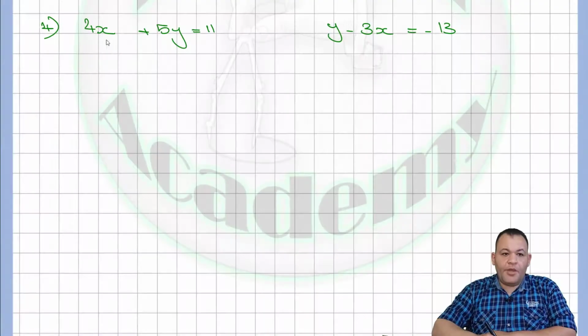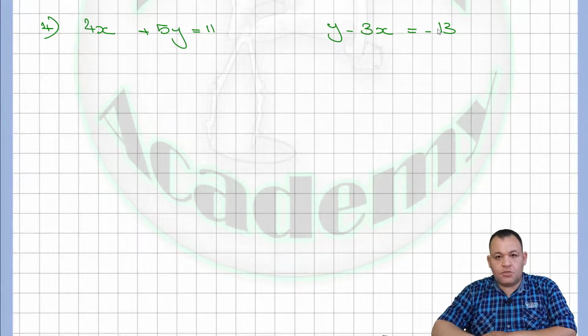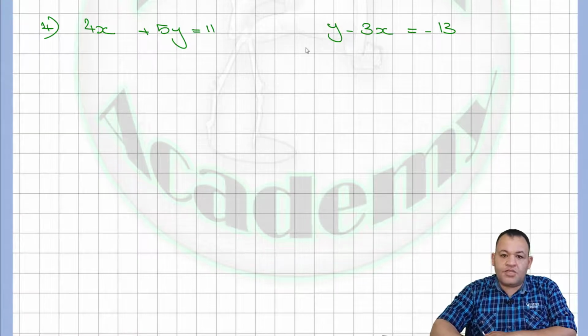In question number 4, we have 4x plus 5y equals 11, and y minus 3x equals negative 13. We need to solve this system of equations by using substitution. We said to solve by using substitution, we need one variable at the left-hand side and all of the variables at the right-hand side. You will not find that in equation number 1 or equation number 2. If you didn't find it, we need to find the variable that has a coefficient equal to 1. So we'll find that we have y equals 1. So we'll use this equation.